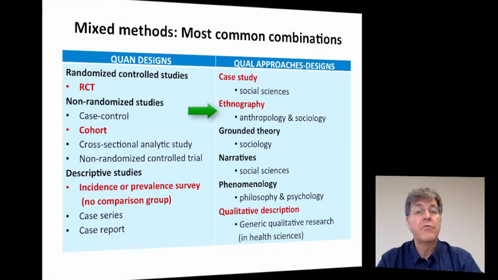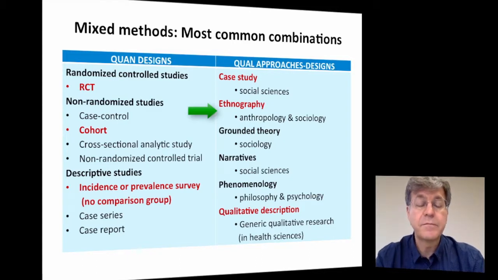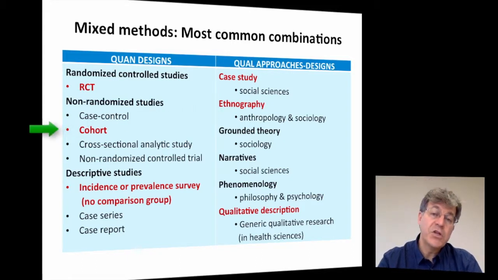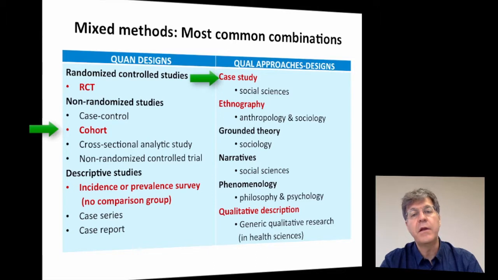Remember that qualitative research is about giving the meaning of social actions based on the perspective of the people involved. Another cool example would be the combination of a cohort study, a longitudinal study over time, quantitative, and a qualitative case study approach. In other words, you follow your cohorts for 1, 2, 3, 4 years, and at the same time, concomitantly, you do case studies.